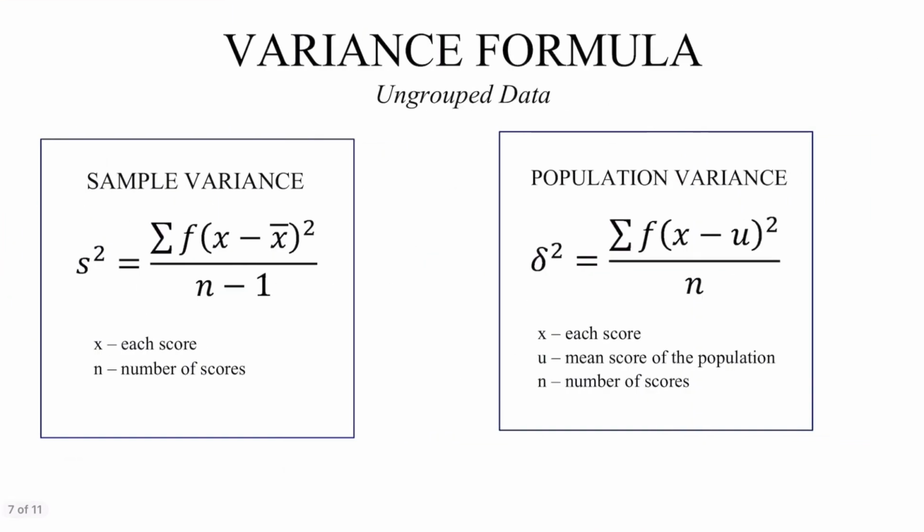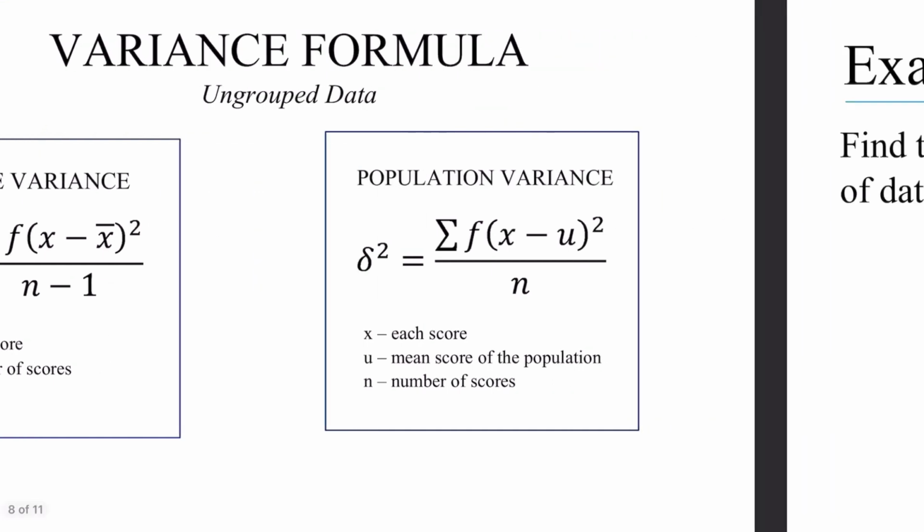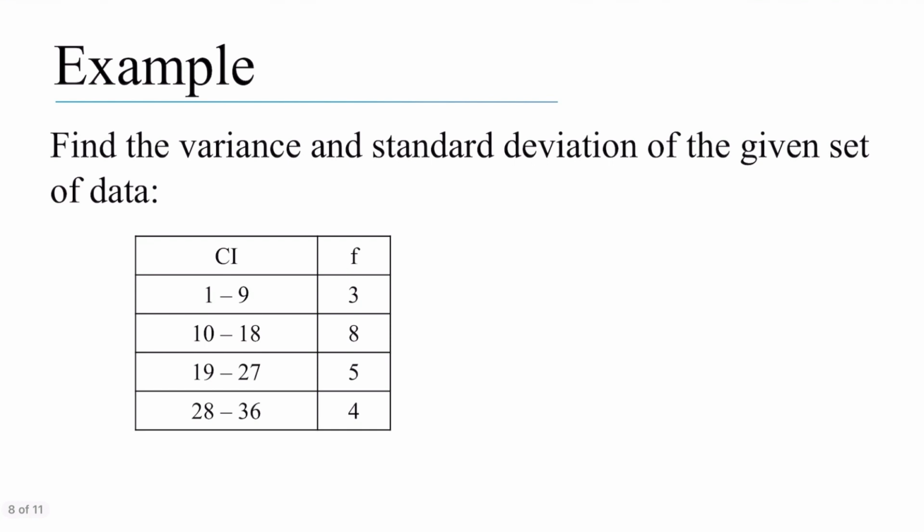Next, let's proceed to grouped data. For grouped data, we will just follow the same formula. Okay, let's have an example. Find the variance and standard deviation of the given set. Class intervals 1 to 9 has a frequency of 3, 10 to 18, 8, 19 to 27, 5, 28 to 36 is 4.